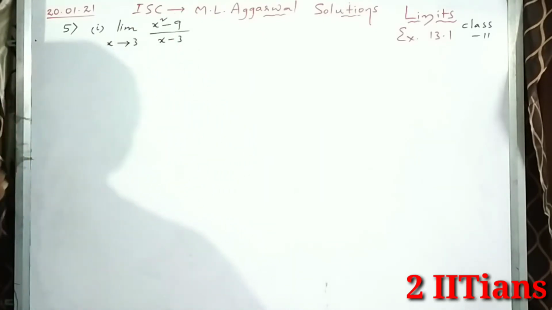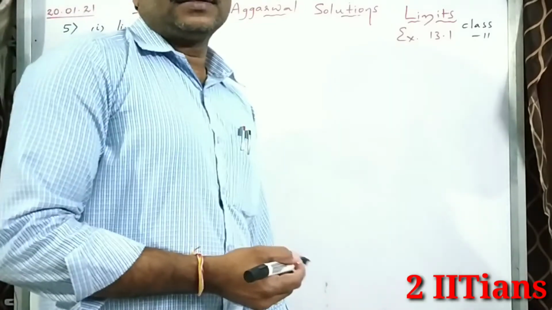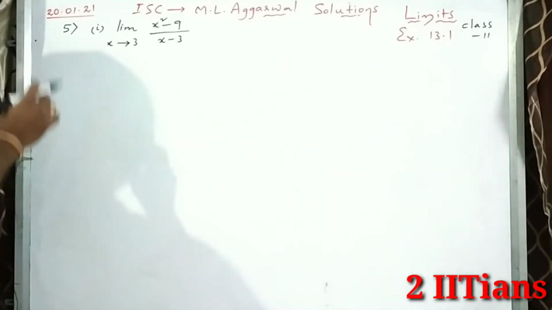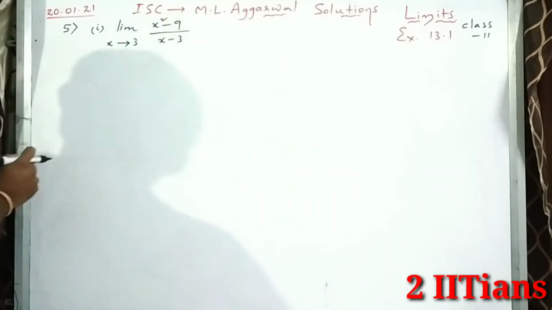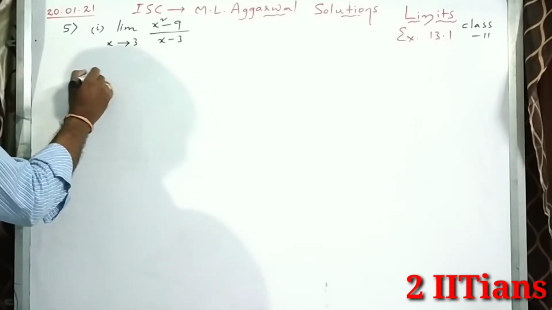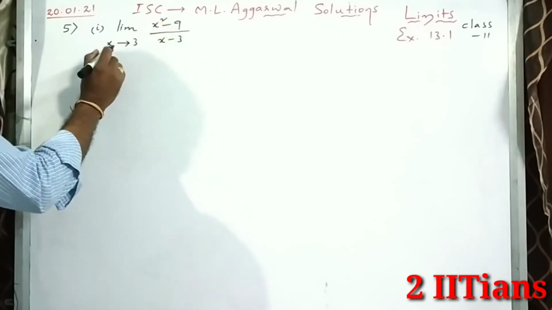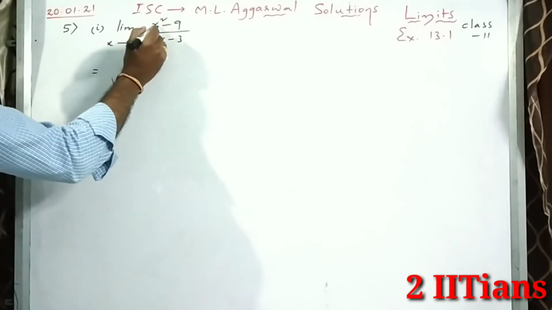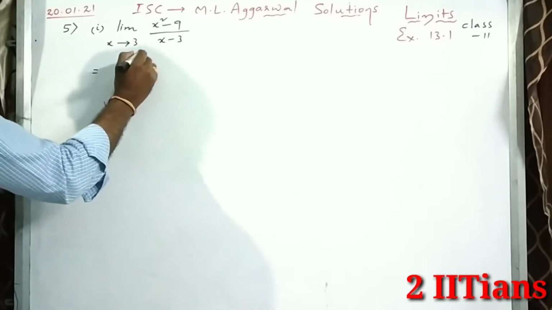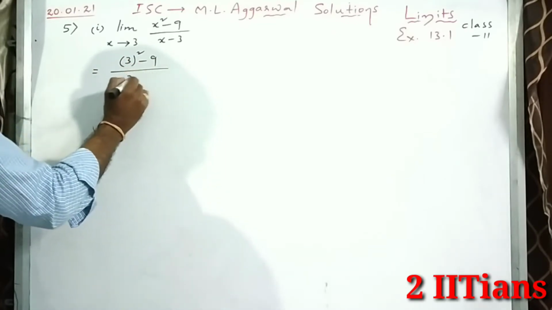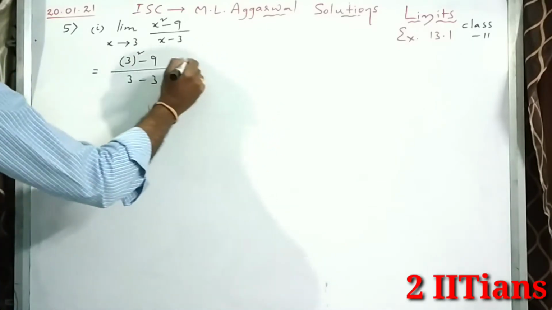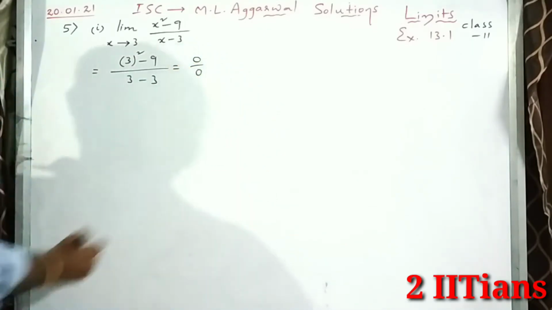How to solve this? When we do limits, the first thing is substitution. First we have to substitute the limit in the place of x. X is tending to 3, so I am going to substitute the value of x. 3 square minus 9 upon 3 minus 3, that equals 9 minus 9, 0 upon 0.